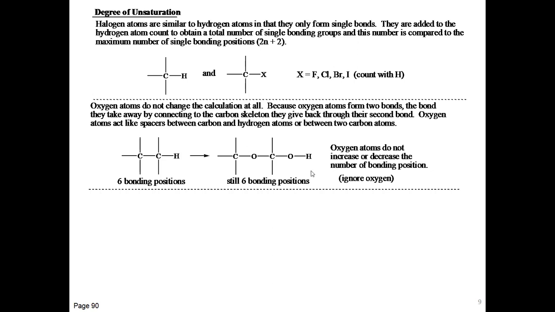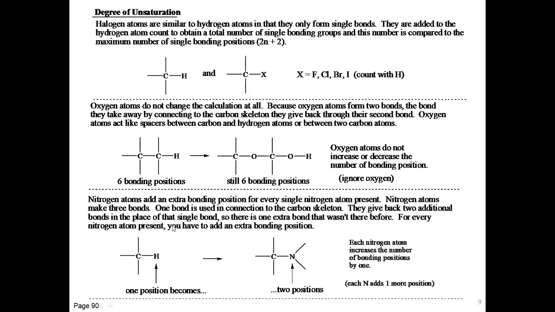That's pretty easy. Nitrogen's a little bit more difficult because nitrogen makes 3 bonds. So if I come down here and take this hydrogen away and use one of nitrogen's bonds to make a connection there, now there's 2 additional bonds. So there's the one that I took, but now I have an extra one. So every time I have a nitrogen, I have to add 1 more bonding position for maximum saturation for every single nitrogen.